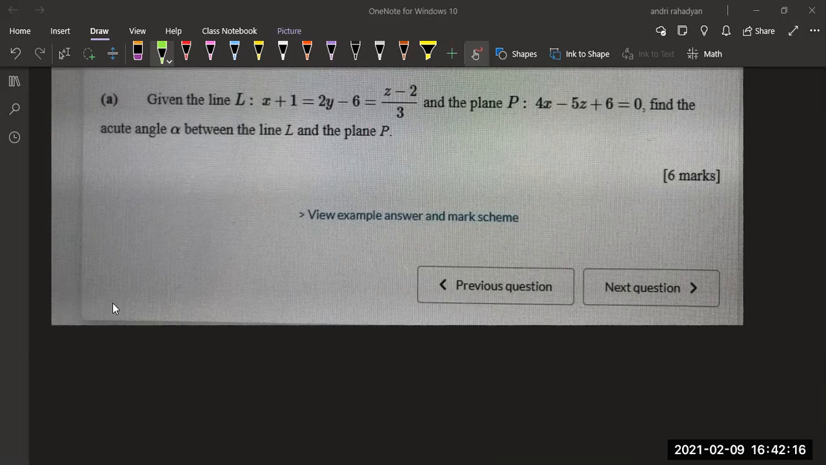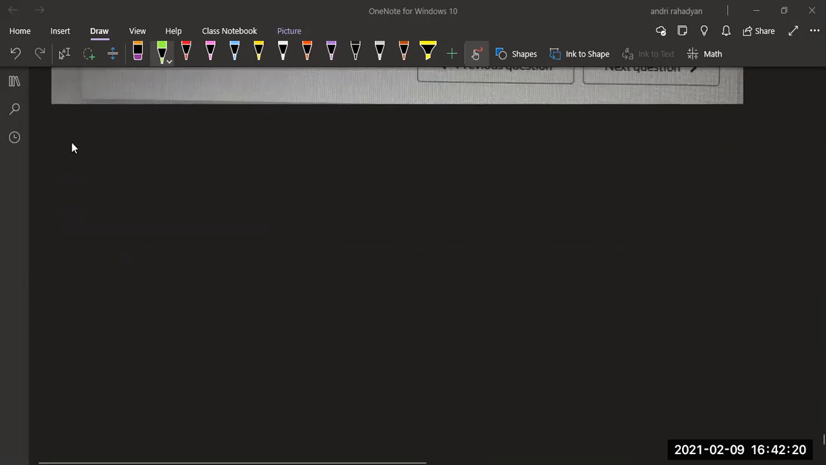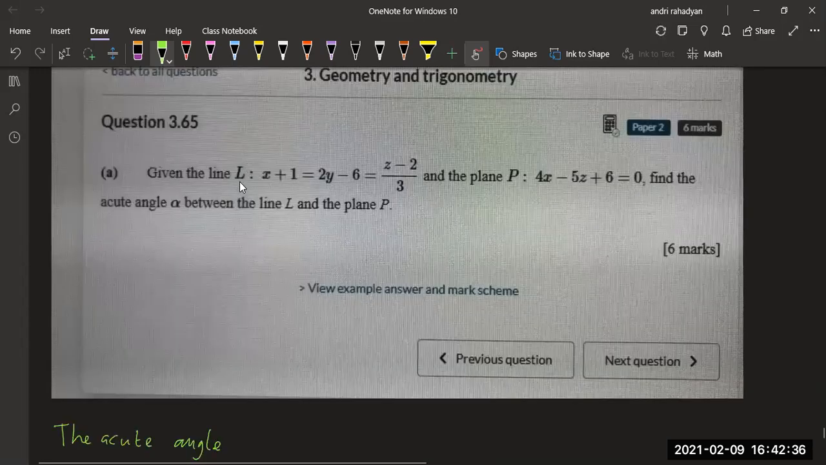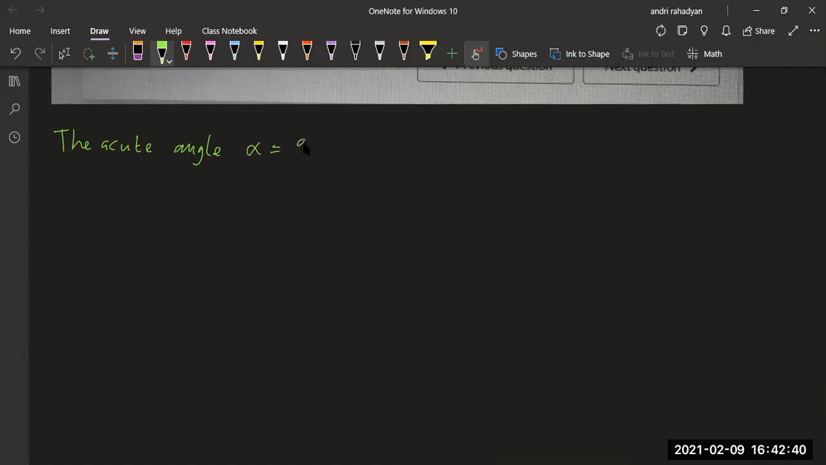So the acute angle alpha equals 90 degrees minus theta, where theta is the angle between the direction vectors.